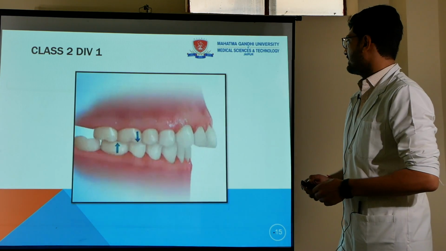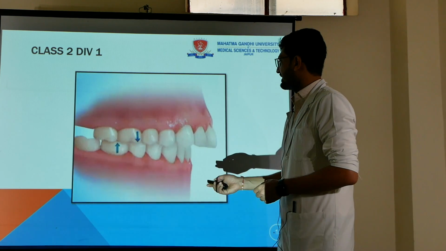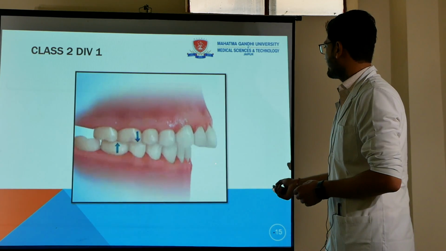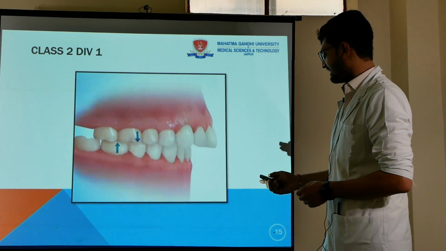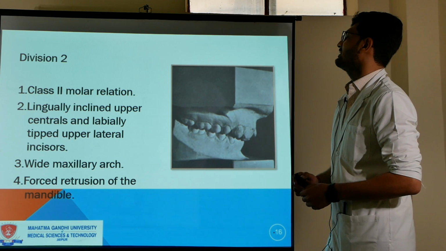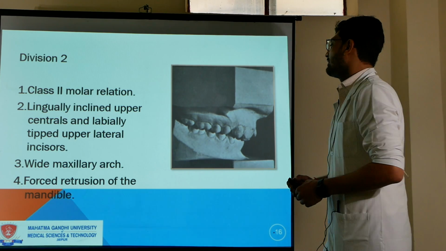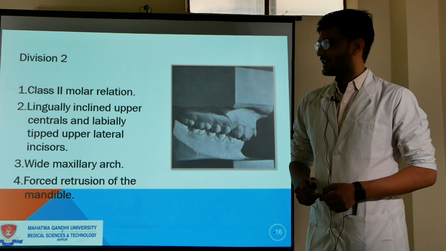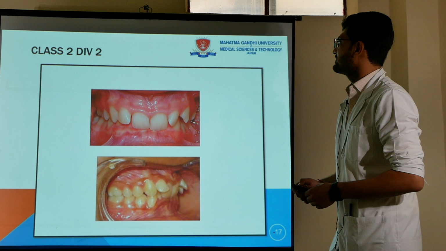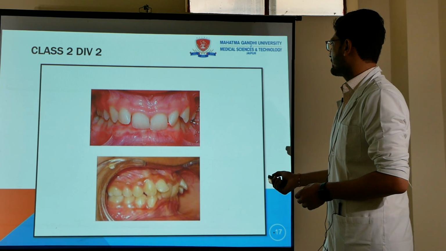Class 2 division 1, this is a picture of a classical case in which molar relationship is class 2, distobuccal cusp goes into the lower mesobuccal groove and the upper incisors are proclined, suggestive of an increased overjet. Division 2, class 2 molar relationship is present, lingually inclined upper centrals and labially tipped upper lateral incisors are present, wide maxillary arch and there is forced retrusion of the mandible. So this is a classical case of class 2 division 2 malocclusion in which the upper incisors are retroclined and laterals are proclined.